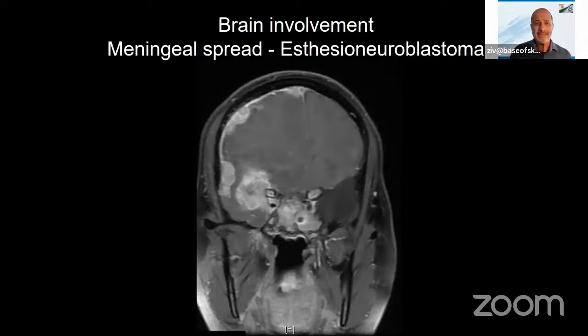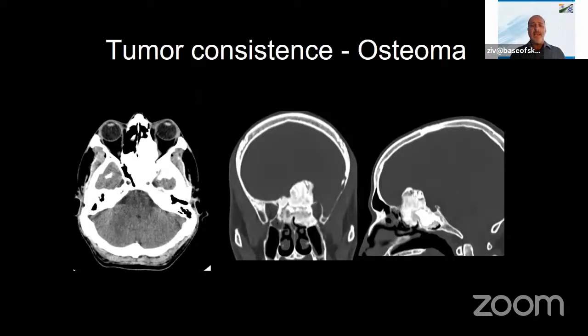Meningeal spread and massive brain involvement, as shown here, this is a very dramatic example for a patient with esthesioneuroblastoma, which is a contraindication for surgery. An important issue for endoscopic removal of tumors is the consistency of the tumor. This is an important fact that we have to take into consideration when we decide whether the patient should undergo endoscopic, minimally invasive, or open surgery.